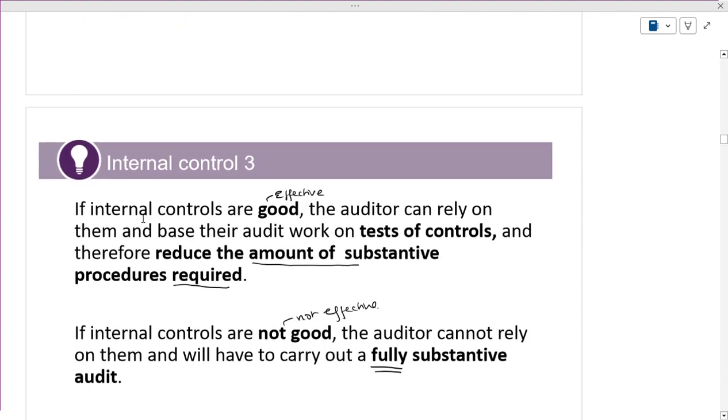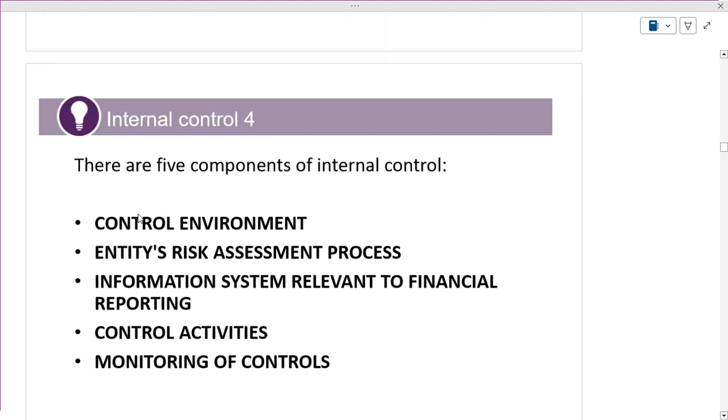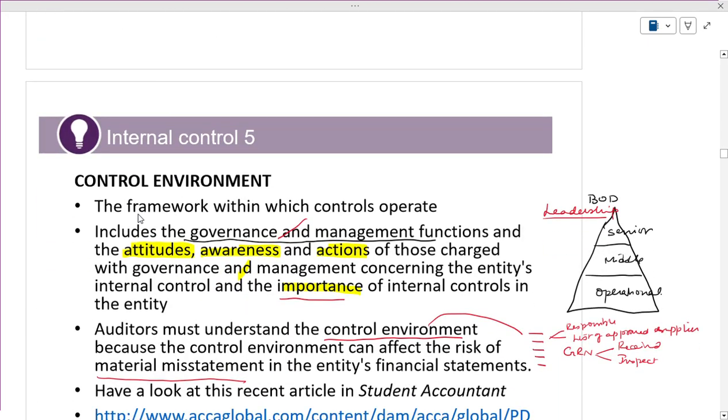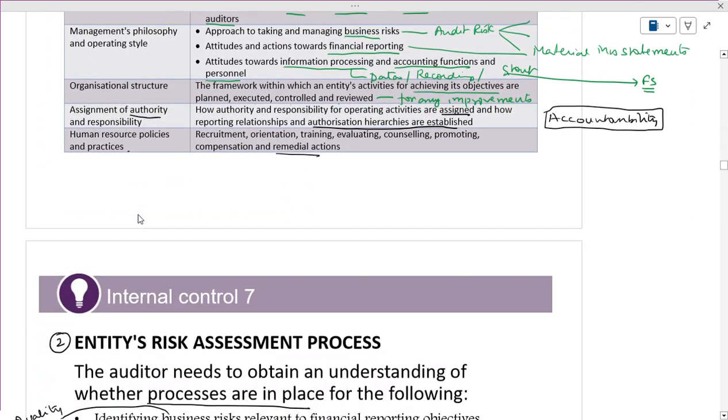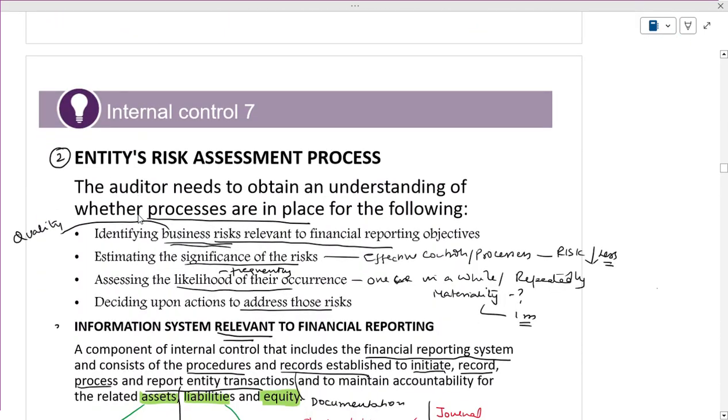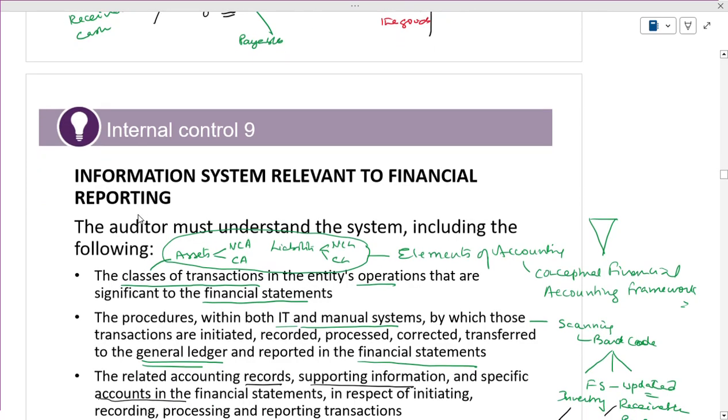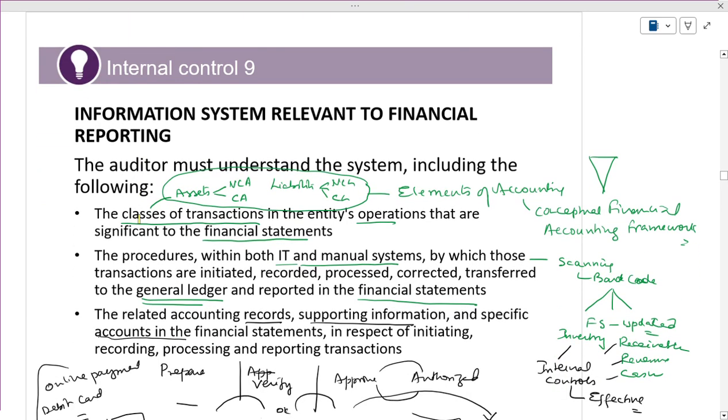Fine. Now, there are 5 components. We have talked about the control environment, and the risk assessment process. This one we have to understand: what are the information systems and the classes of transactions. Very important. What are non-current assets?